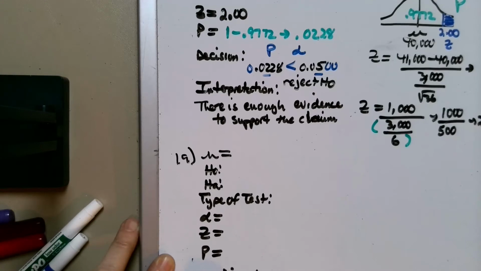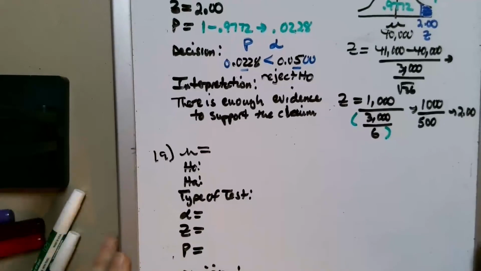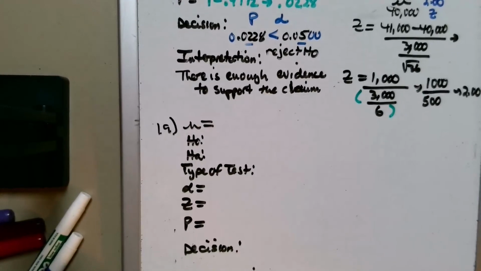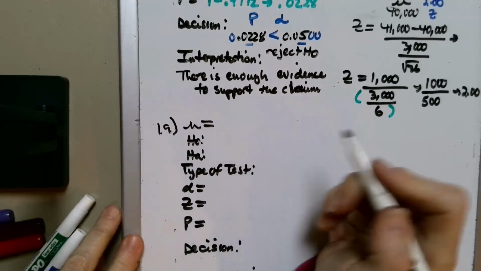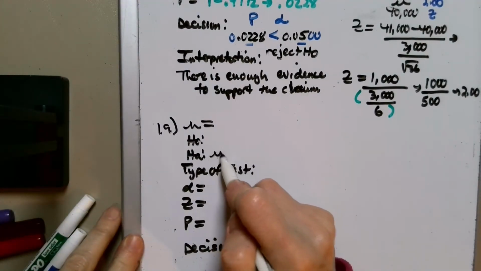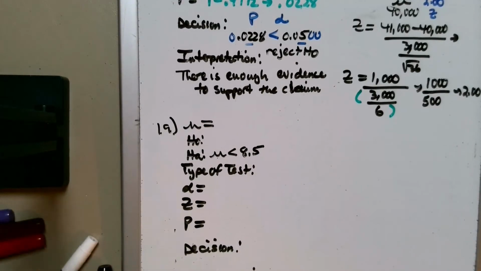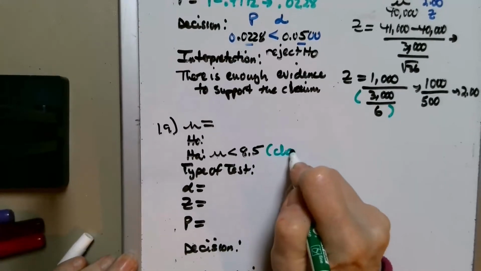Helpful to write all that out. Okay, so reading number 19, it says, the CEO of a large accounting firm claims, so here's the claim right here, that the mean workday of the firm's accountants is less than 8.5 hours. So less than is the alternative. It doesn't have equals in it, so the mean is less than 8.5. That's the claim by the CEO.